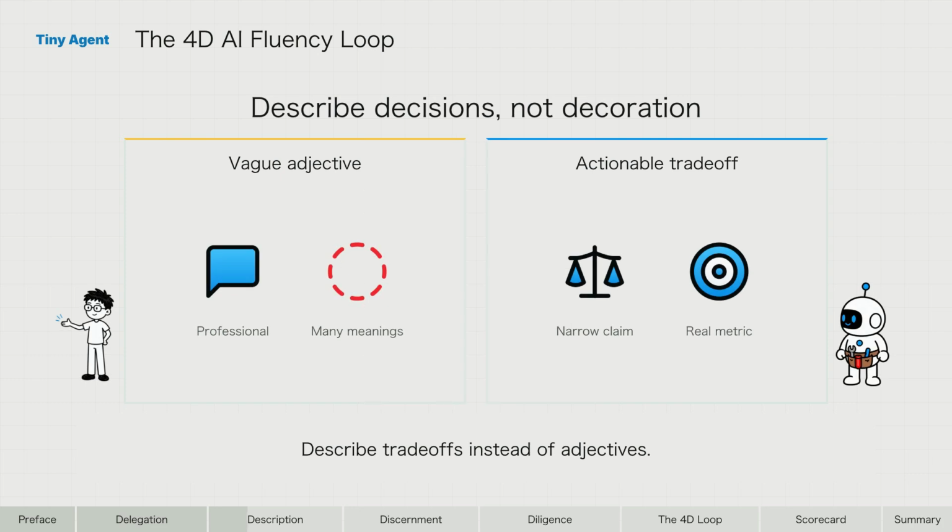Describe trade-offs instead of adjectives. "Make it professional" leaves many interpretations. "Write for a skeptical engineering lead, keep the claim narrow, show the operational cost, and avoid marketing language" gives the system decisions it can act on. Imagine asking for a launch plan. A weak description says, create a great launch strategy. A useful one names the product stage, target user, available channels, budget, prohibited claims, required deliverables, and the metric that will determine whether the experiment continues.